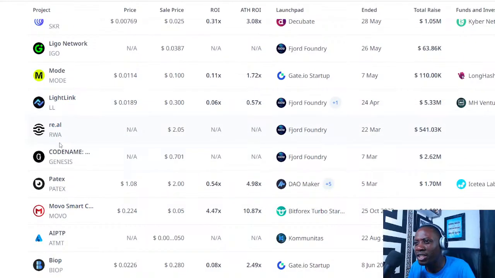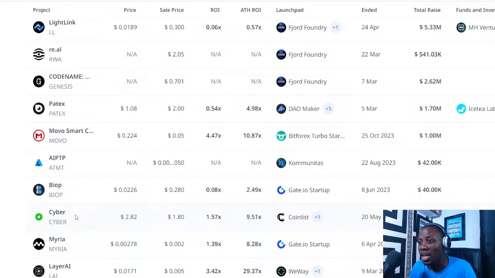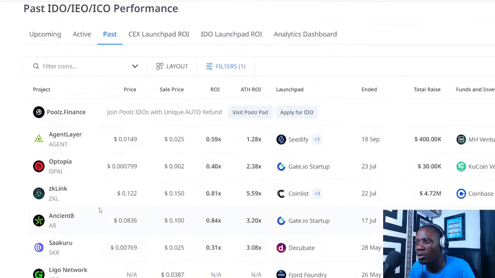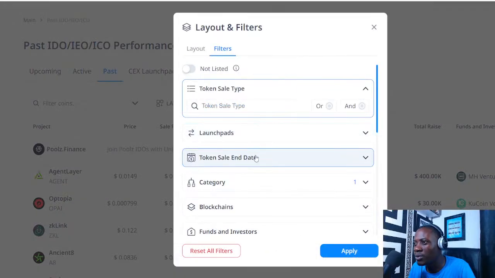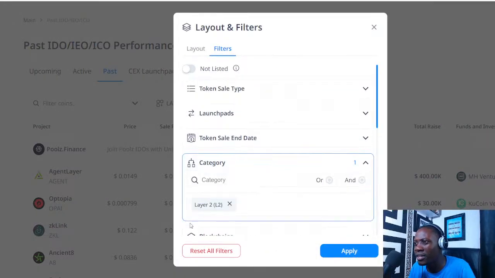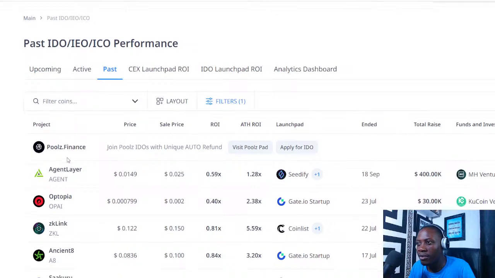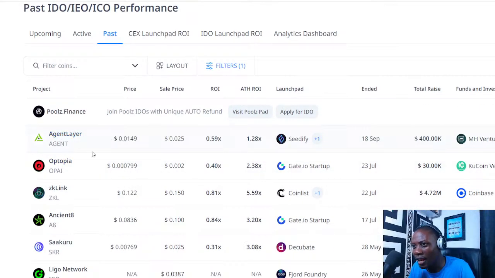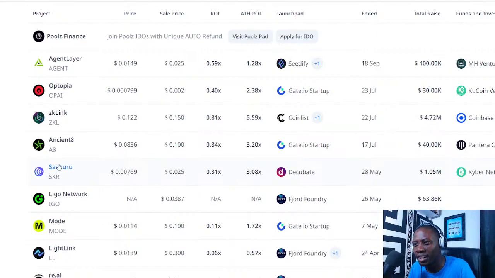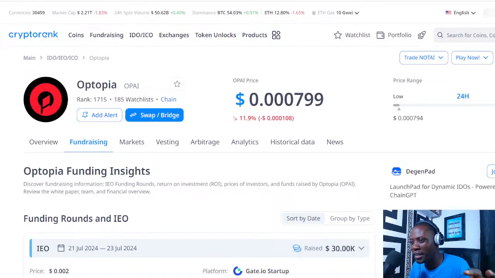So you have re.al, codename Patex, a lot of names, guys. I think I'm going to open Mira. I'll add reasons to look up Mira. I know what we are having here as our category is layer 2. So let's look at Mira, and also look at Optopia. These are tokens already launched, I guess. And Sakuru. And then we're going to be dropping our perspective on what exact token I think you should buy. So we already have IMX, Immutable X, and I think that's the one I already made a choice on.